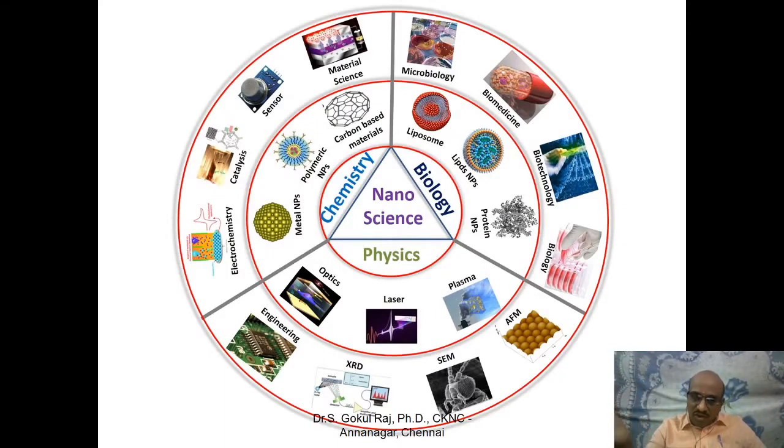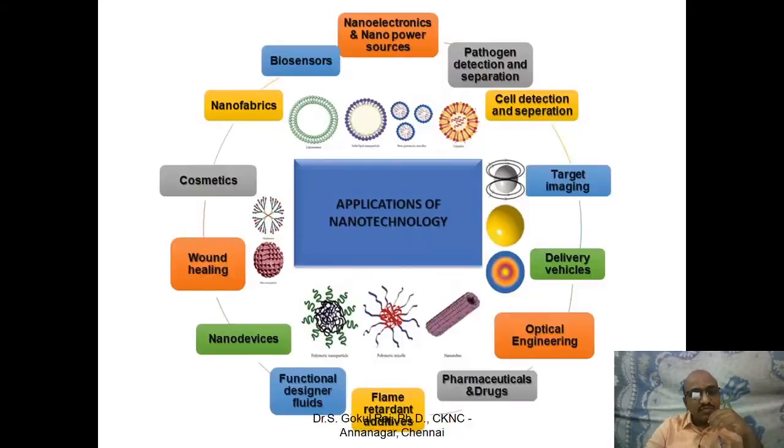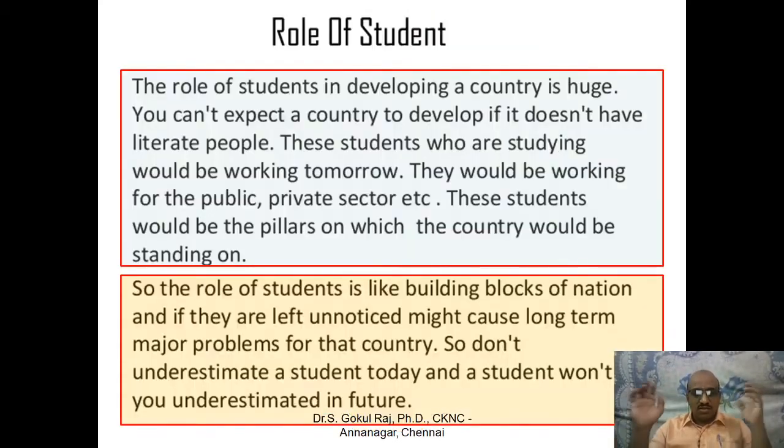So even for biology, which includes botany and zoology, suppose you are testing the material on live material such as rats or monkeys, obviously we need to have an ethical clearance committee, through which we should have a biology or zoology person, so that we can have this technology visualized in future. So the applications of nanotechnology include cosmetics, biosensors, electron detection, target imaging, delivery vehicles, optical engineering, and pharmaceutical drugs. All these play a major role.